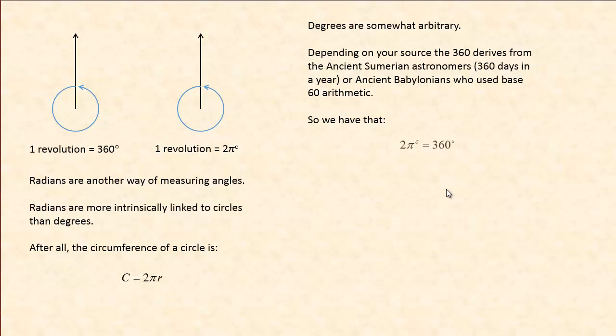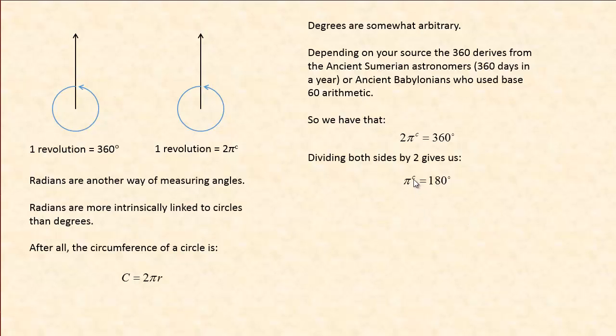So we have that 2 pi radians are the same as 360 degrees. Dividing both sides by 2 gives us that pi radians is 180 degrees.